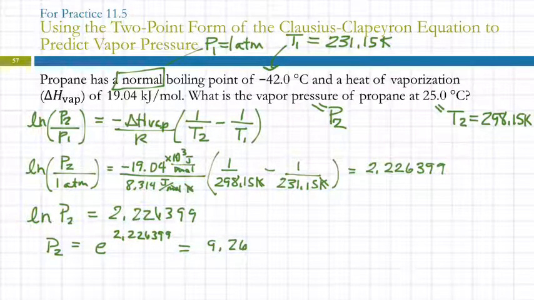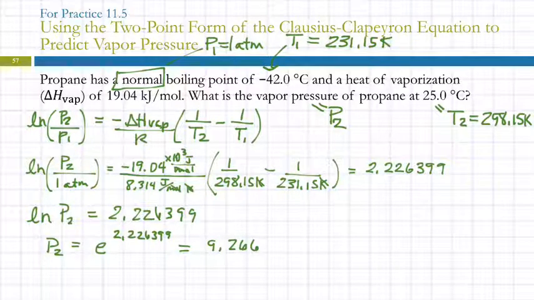And at this point, I'm not going to hammer you on sig figs in problems like this, but be reasonable, right? The temperatures had 3, the heat of vaporization had 4. It's better to have too many sig figs than not enough. So I'm going to call this 9.266.